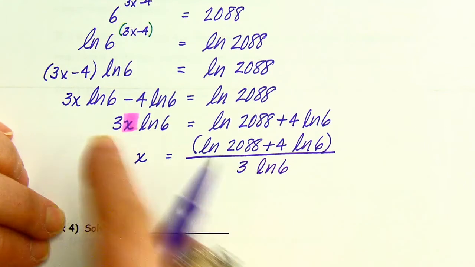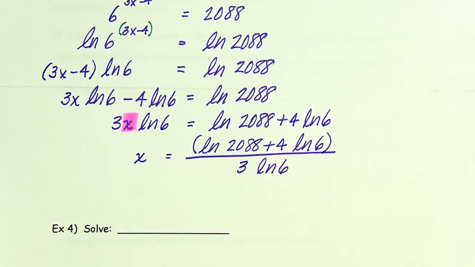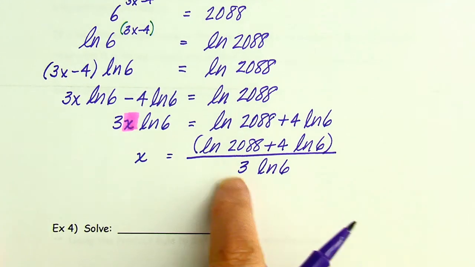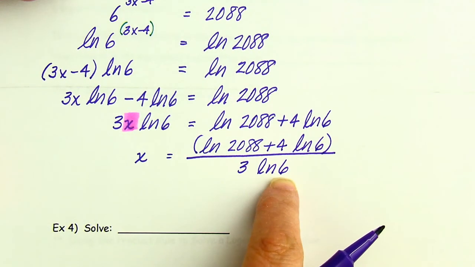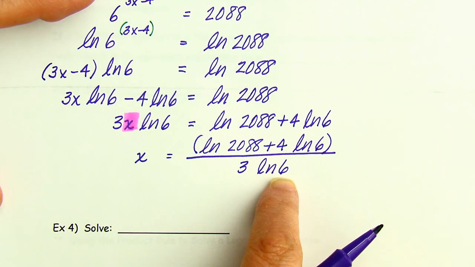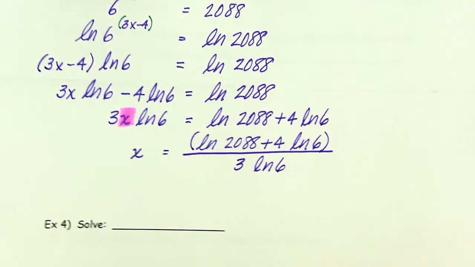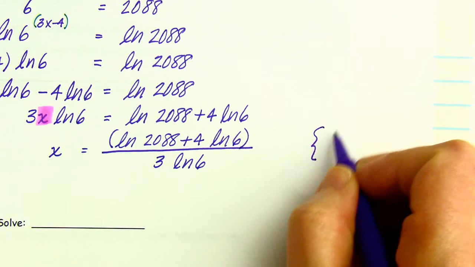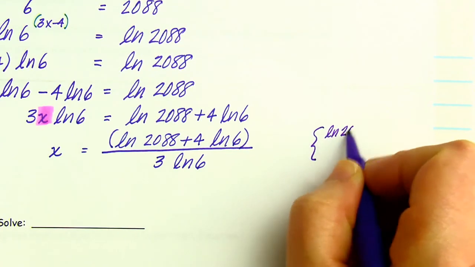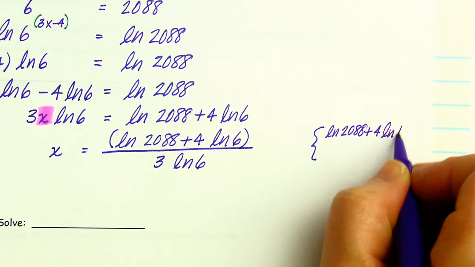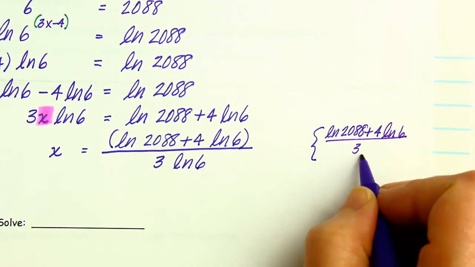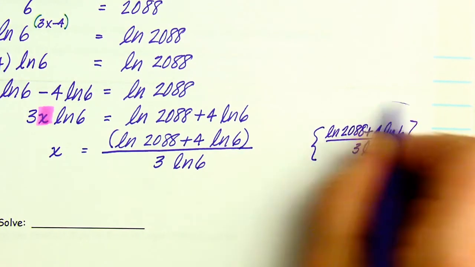You can't switch the 6 and the 3, right? It's the natural log of 6. It's 3 times the natural log of 6. Technically, 3 is the exponent on 6 if I would use the power rule. We don't need to do that here, but that's what it means. So this is my final answer, which I put in set notation. This is my exact answer: the natural log of 2088 plus 4 times the natural log of 6, divided by 3 times the natural log of 6. That's the exact answer.